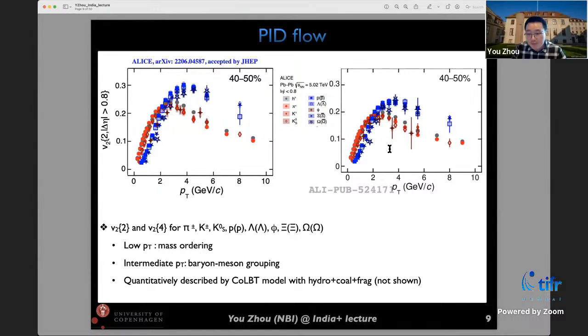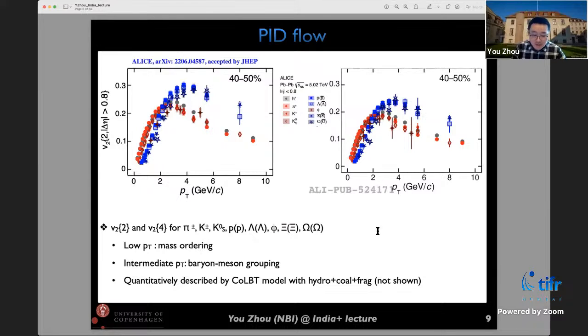While if you move to PT above 3 GeV, you can see there are 2 different groups. The bluish points are the V2 of the baryons: proton, lambda, xi, and omega. And the other group in red are the V2 of the mesons. So we can see a clear baryon-meson grouping effect.